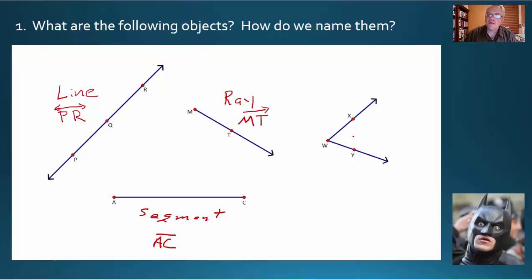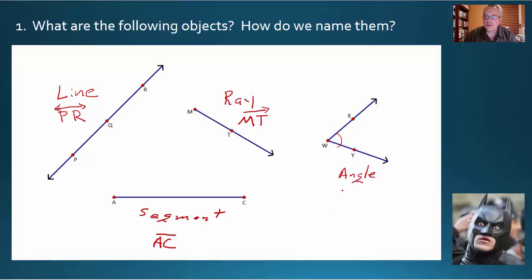Now this is an angle. It's formed by 2 rays that have the same starting point, or initial point. Here we have ray WX and we have ray WY. Together they form this angle right here. So this is an angle.